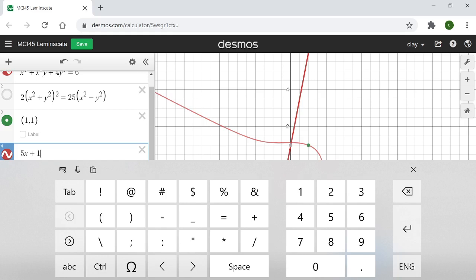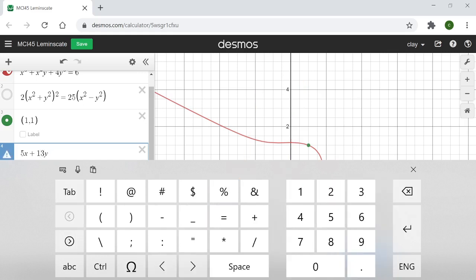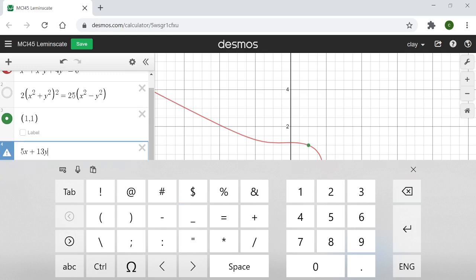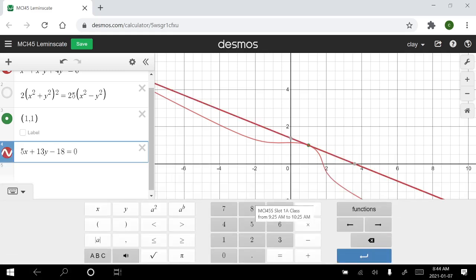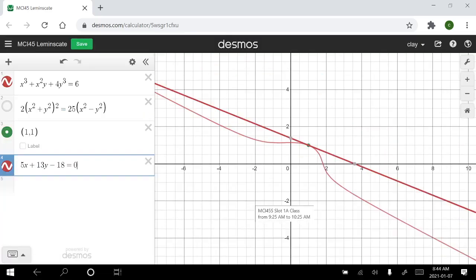Okay, I'll go to here. 13y equals, or no, it wasn't equals. I put this in standard form. And what was the constant now? Minus 18. Thank you. Equals 0. There we go. And this is the whole point of doing that. As you can see, we have a nice little tangent. It looks like a tangent.